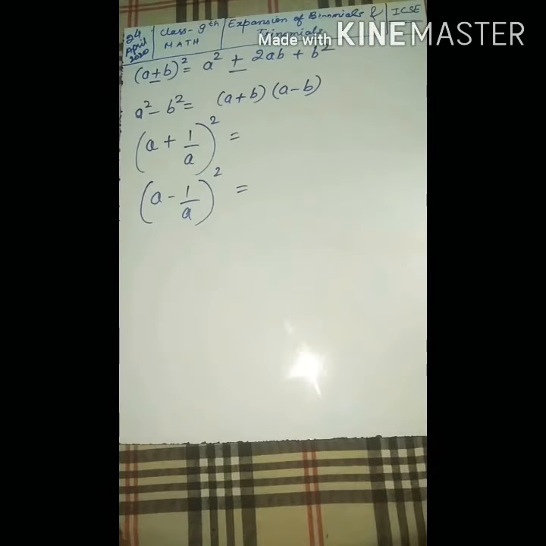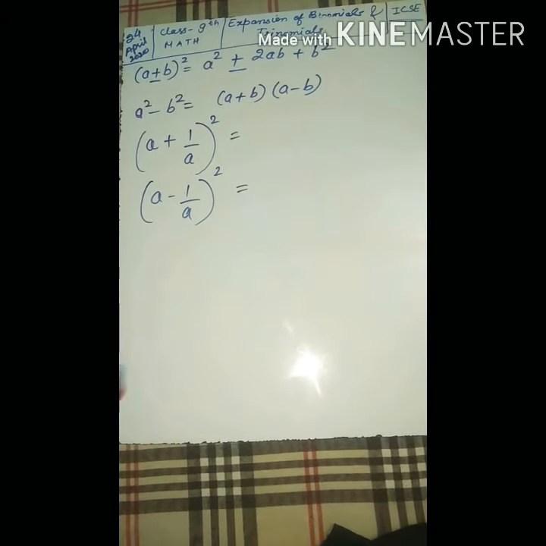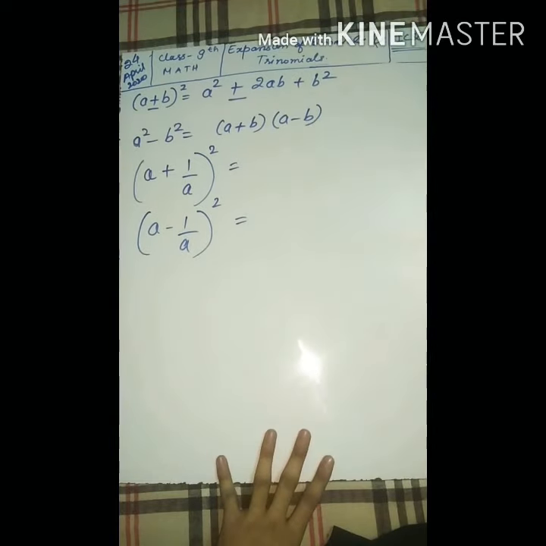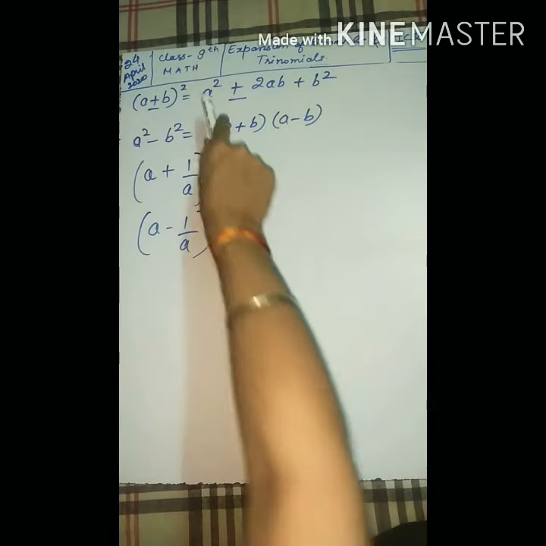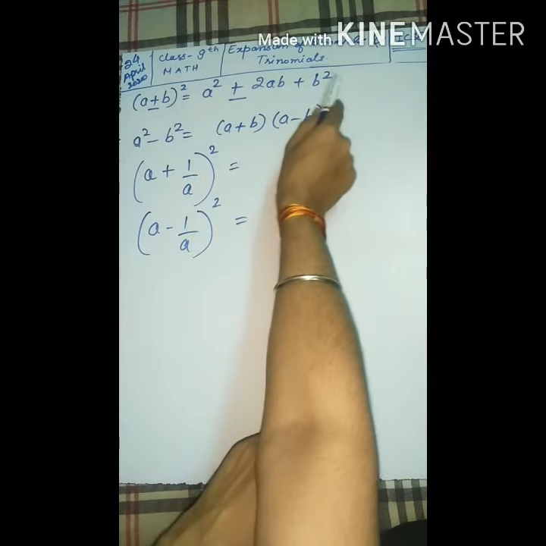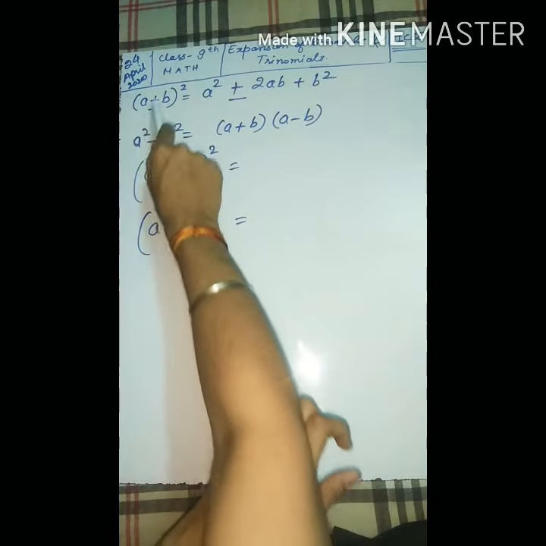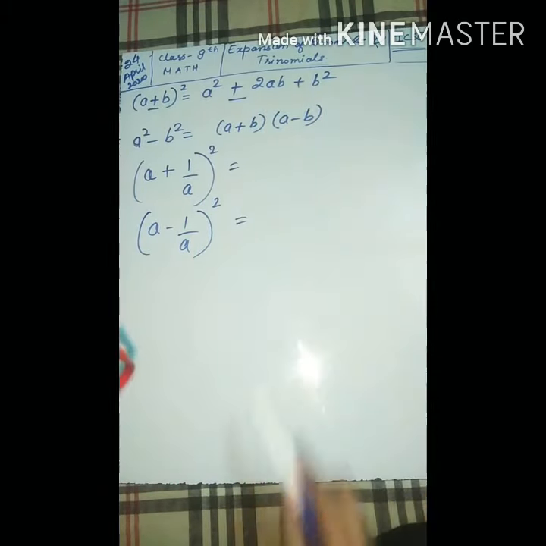Wait. These are the important identities which we are going to deal with in the chapter. So what is the very first identity, which says (a plus b) the whole square or (a minus b) the whole square? I have written here plus minus, which means you can go for (a plus b) the whole square or (a minus b) the whole square. If it is (a plus b) the whole square, it will be a square plus 2ab plus b square. And if it is a minus b, then it will be a square minus 2ab plus b square.